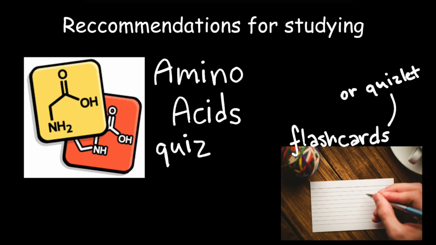Here are my recommendations for studying. I definitely recommend this app. It's called Amino Acids Quiz. It has all the different letter codes, the full names, the structures, everything you could possibly need. Also, flashcards. You can't go wrong. If you don't live in the 1950s, you can also do a Quizlet or some other thing I haven't heard of. I definitely recommend you practice drawing them and making sure that you're actually right when you draw them.